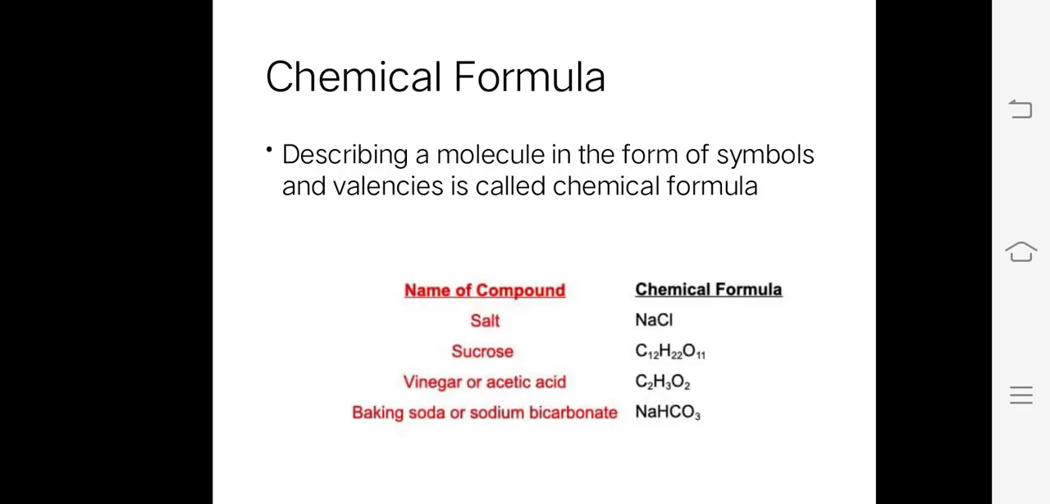Chemical formula. Describing a molecule in the form of symbols and valencies is called a chemical formula. Here you have seen some compounds and their chemical formulas. First one is salt, the salt which we use in our home, NaCl, sodium chloride.